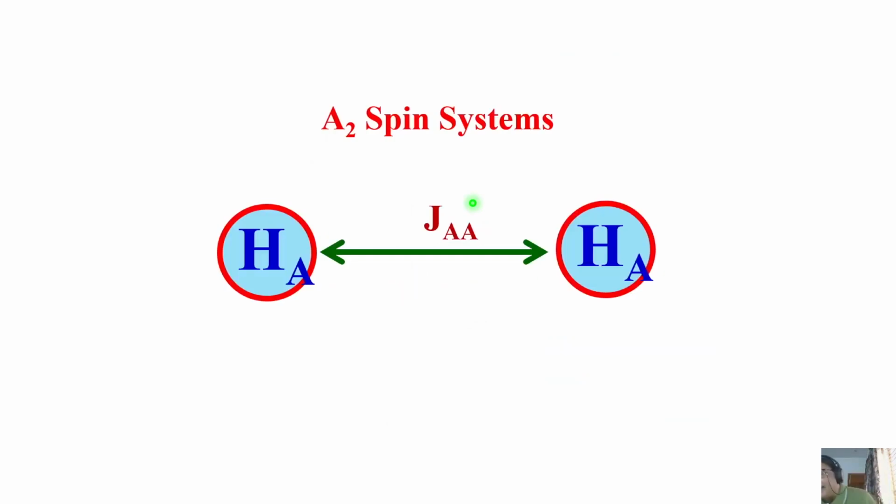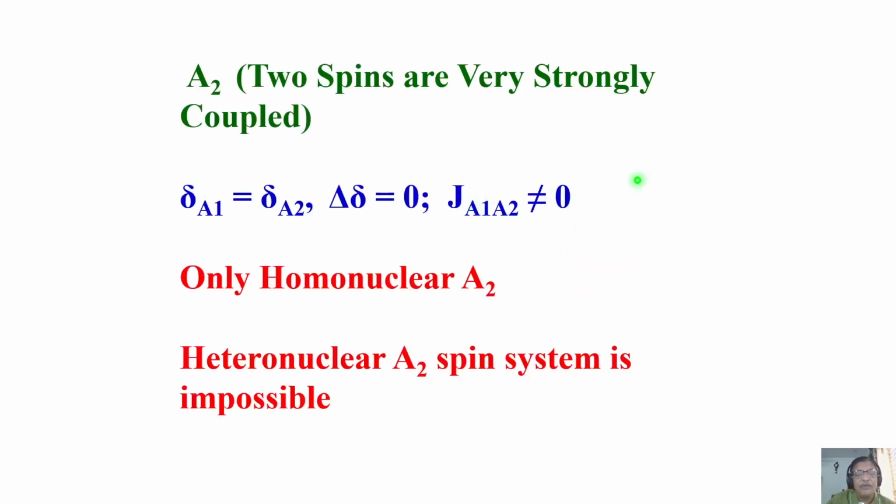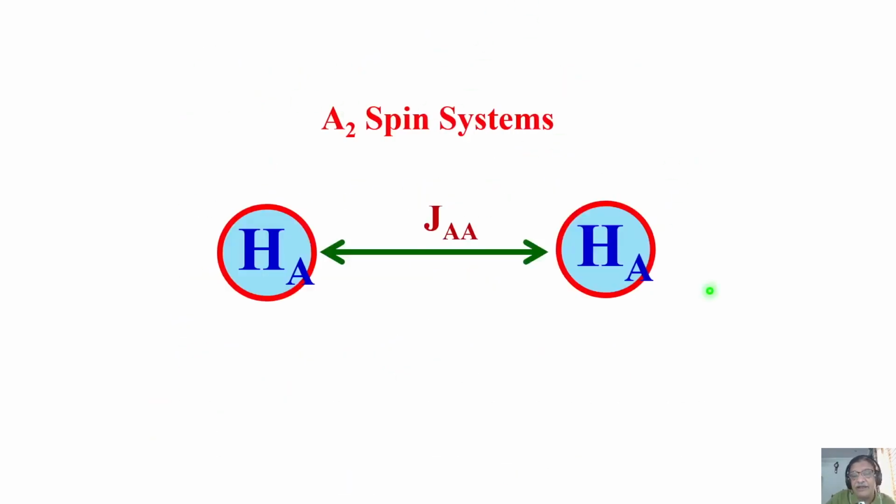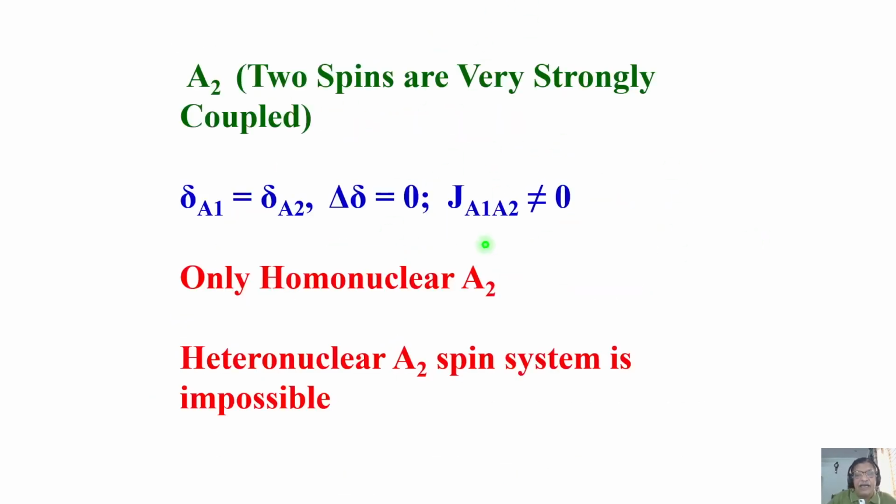Now we go to the next spin system. This is another possibility for a two coupled spin system. It is called A2. What is A2? The coupling between A and A is zero. There is no coupling at all. For the sake of understanding, I have written A and A here; I can call them A1 and A2, it doesn't matter. JAA, the coupling between the two protons, is zero, and the chemical shift is exactly equal. That means they are equivalent spins. So delta delta is zero, and coupling is also zero. This is called the A2 spin system.